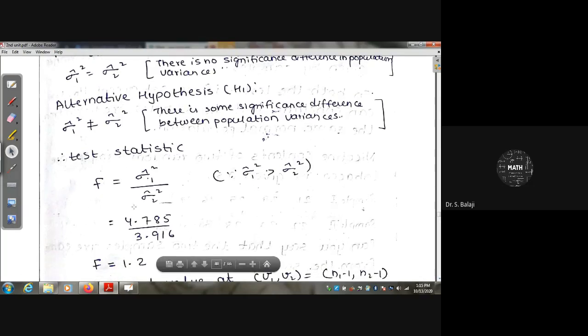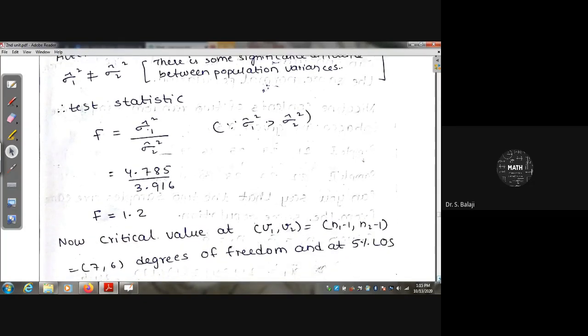Then the test statistic: F is equal to sigma 1 cap square by sigma 2 cap square. Which one is greater? You put it in the numerator. Obviously here sigma 1 cap square is greater, so put it in the numerator: 4.785 divided by 3.916. Therefore, F is equal to 1.2 you are getting here.